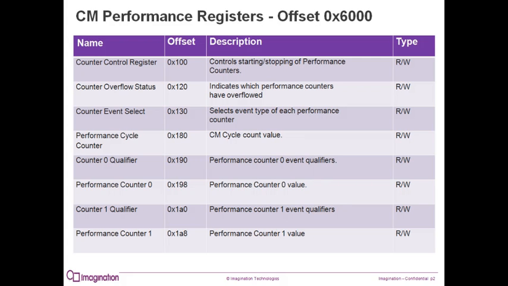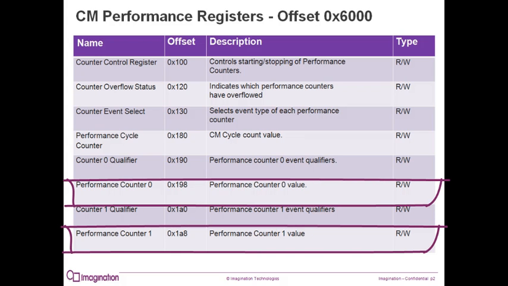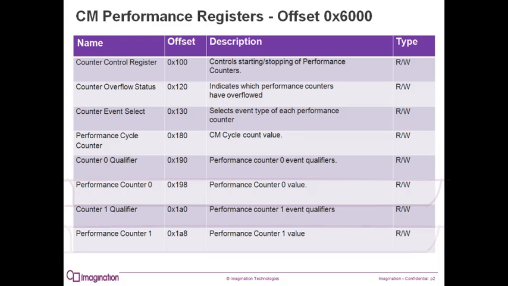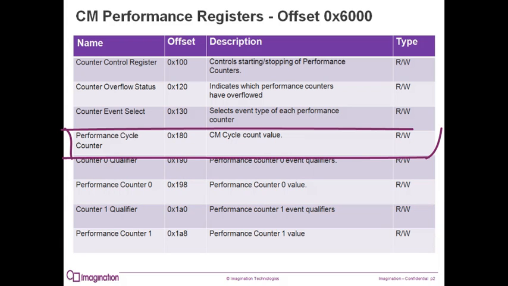Performance characteristics of the CM can be measured via the 3 CM performance counters. There are two identical 32-bit performance counters that can be programmed to count CM-specific events, and there is an additional 32-bit cycle counter register.